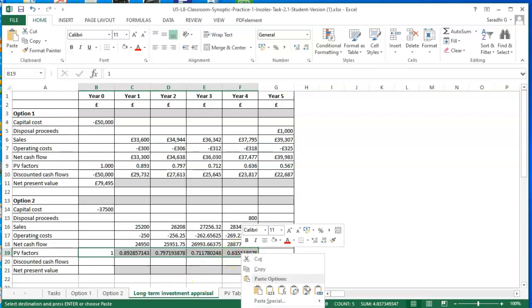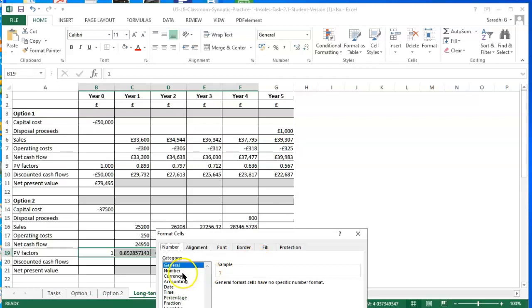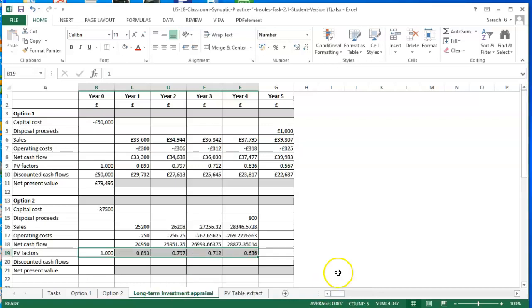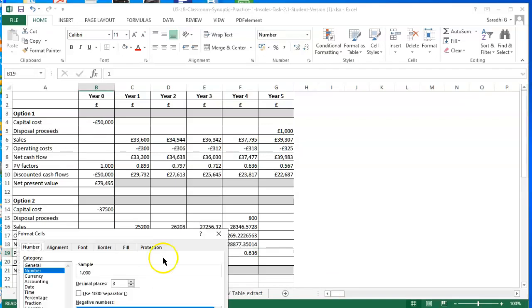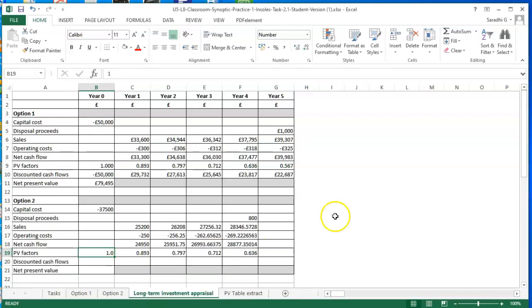format it to 3 decimal places, number formatting please, not currency formatting, not this one, sorry, we don't need any formatting here, just number but no decimal places. If you want we can leave that one also, it won't make any difference.